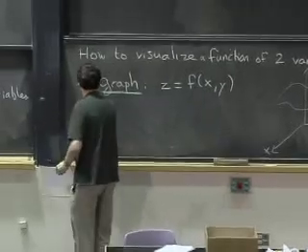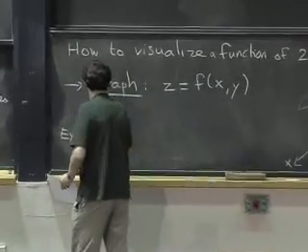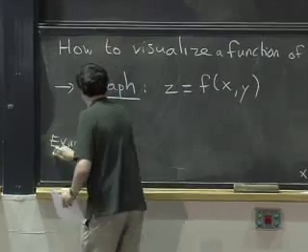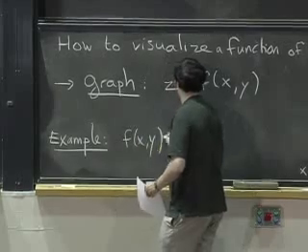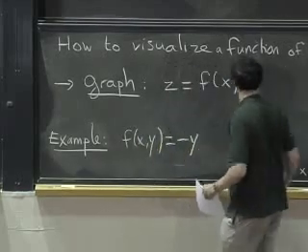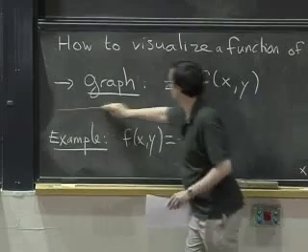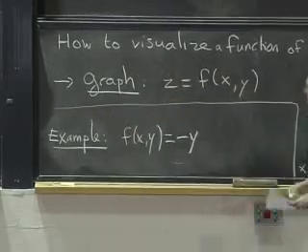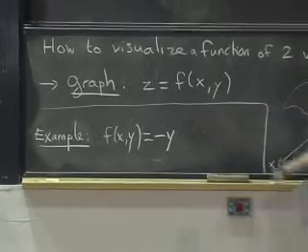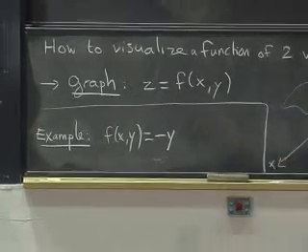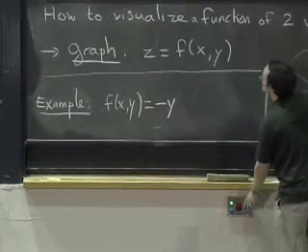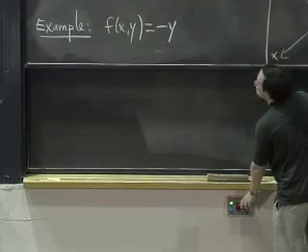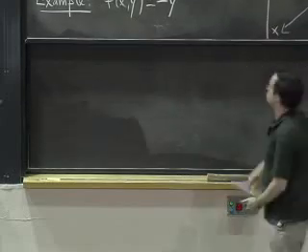So let's do our first example. Let's say that I give you the function f of x,y equals negative y. Okay? So it looks a little bit silly because it doesn't depend on x, but that's not a problem. It's still a valid function of x and y. It just happens to be constant with respect to x.